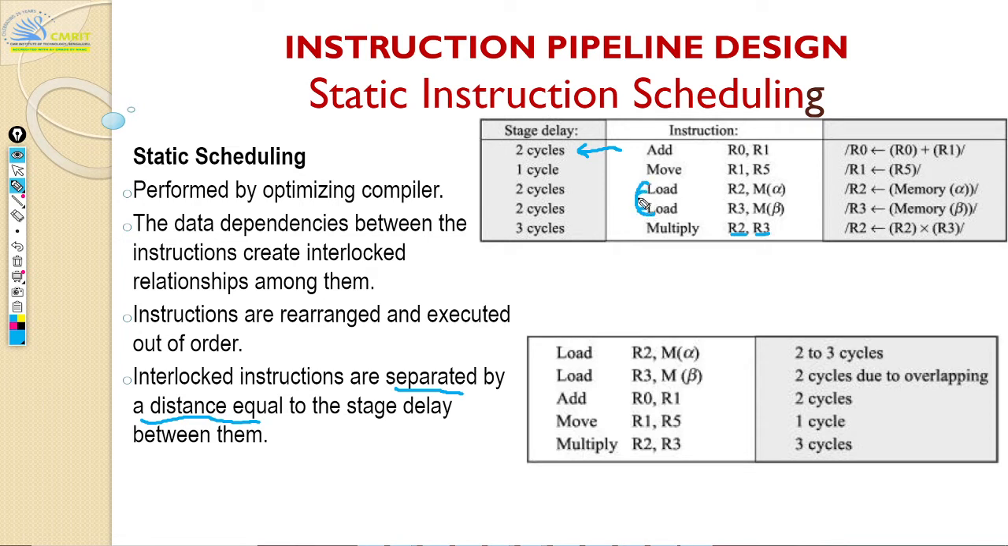So what you do is you would actually bring the load above, because this load is not dependent on any of this add or move, correct? So you just bring the load to the top, so that while your data is getting loaded from memory to register, you can actually do other things. You can do add and move, which are independent of it. And by the time your multiply instruction is getting issued, you already have the load completed.